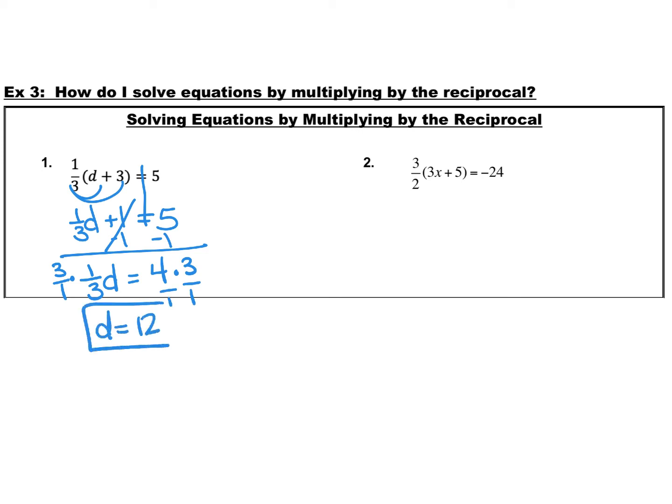All right, so that's one way of doing this. Another way of looking at this one is to say, well, I'm going to multiply right away by the reciprocal, or divide out that 1/3. So I have 1/3 times d plus 3 is equal to 5. And in this case, we're looking at, well, what is that 1/3 doing to this variable? And we know it's multiplying. And to undo multiplication, we're going to divide. And so we could take 5 divided by 1/3, or dividing is the same thing as multiplying by its reciprocal.